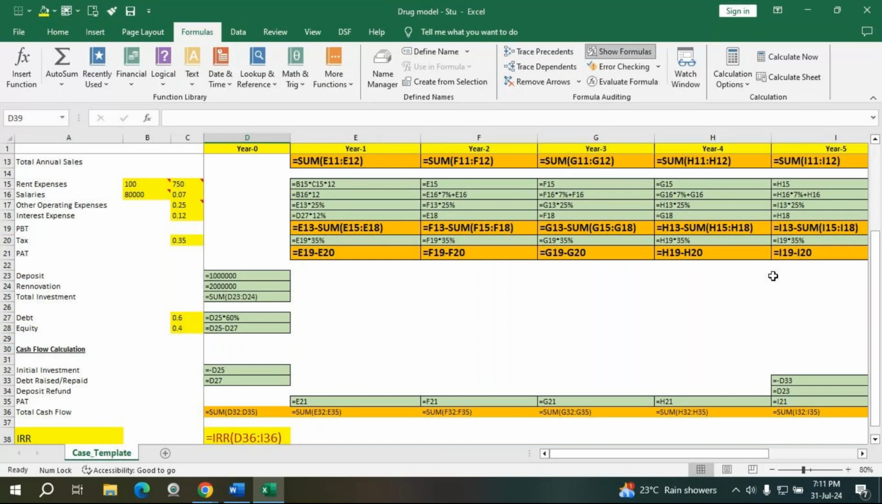So deposit, renovation, total investment you need to take, and the debt will be on the total investment, it will be 60%. Equity will be remaining. So total investment minus the debt amount will be my equity. Okay. Ma'am, could you show the numbers?